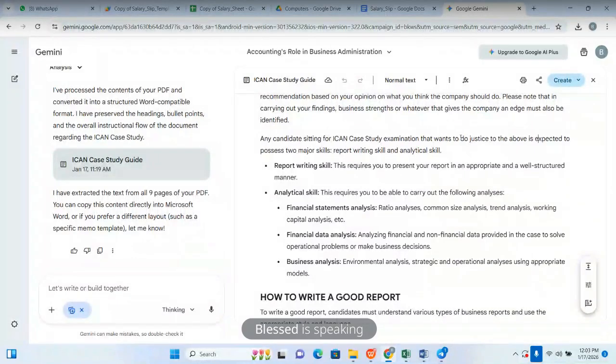Then, that of ratio analysis, some important ratios in profitability. We have gross profit margin. The first thing is growth in revenue. It must be included. Growth in revenue, then the gross profit, then the net profit. After that, you can move to another ratio.